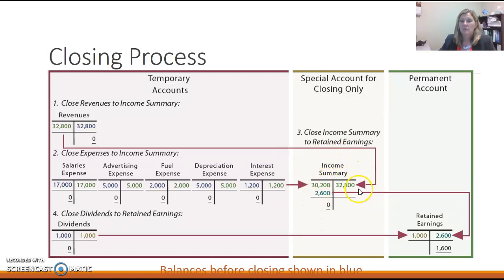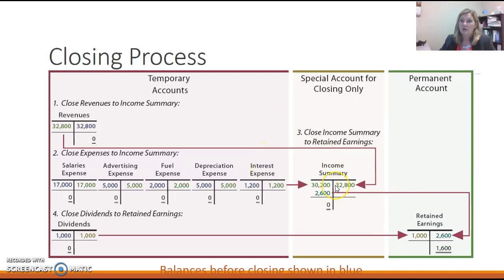Now we look at our income summary account, and that's the third item we're going to close. So income summary has a difference between what was debited, closing the expenses, and what was credited, closing the revenue. That difference is the net income or net loss for the accounting period. Because in this case, revenues were greater than expenses, the $32,800 is greater than the $30,200 of total expenses, we had net income for the period.